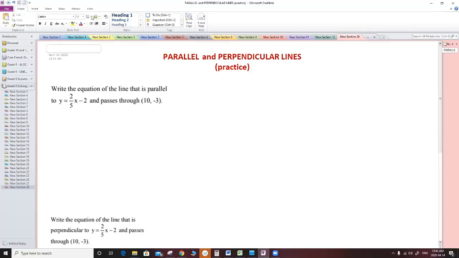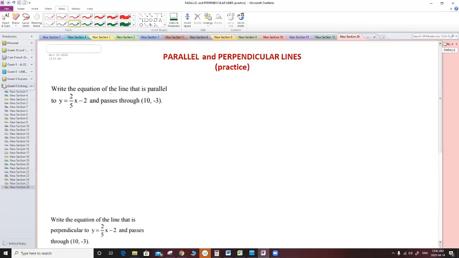The first thing, the keyword, is parallel. Very important. Since it's parallel, the new line will have the same slope as this line. So I need to focus on the slope. Here the slope is clear: 2/5 with a positive sign. That means for the new line, right away, I have the slope equal to 2/5.